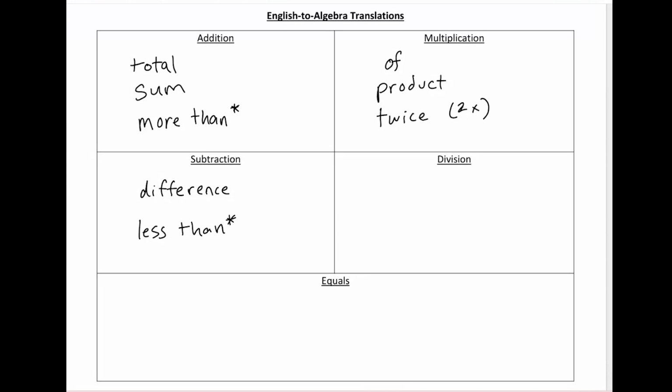Probably not going to be a ton of division. It might just say divided by or something like that. But really the main term we want to be looking out for is quotient. If it's asking you to find the quotient of 2 numbers, it's asking you to divide them.